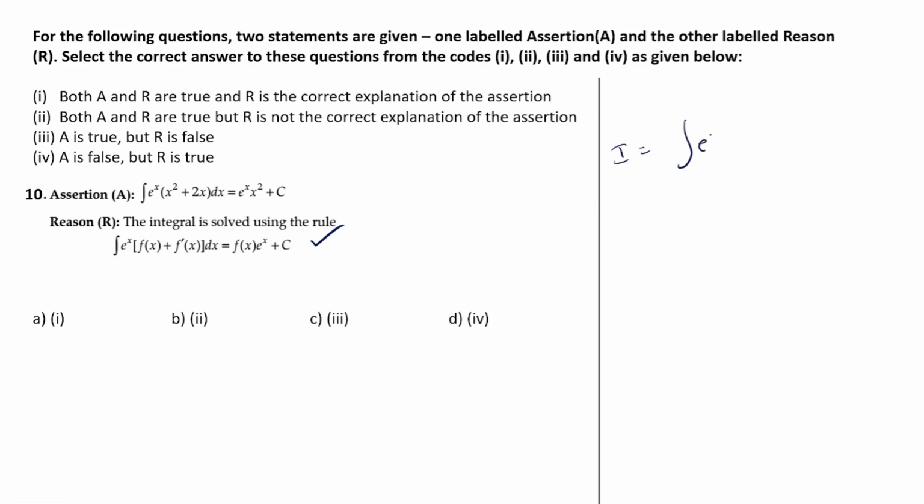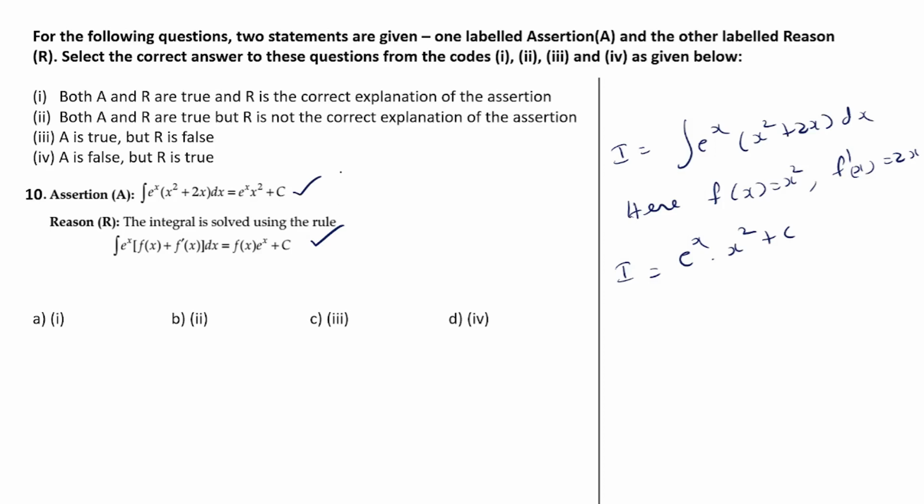So let I equal to integral e raised to x into x square plus 2x dx. Here f of x is equal to x square and f dash of x is equal to 2x. So from this reason, integral e raised to x into f of x plus f dash of x dx equal to f of x into e raised to x plus c. We have I is equal to e raised to x into x square plus c. So the reason is also true. Here both A and R are true, and R is the correct explanation of the assertion. So the correct option is option A.